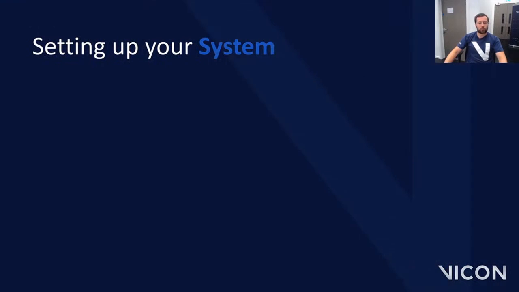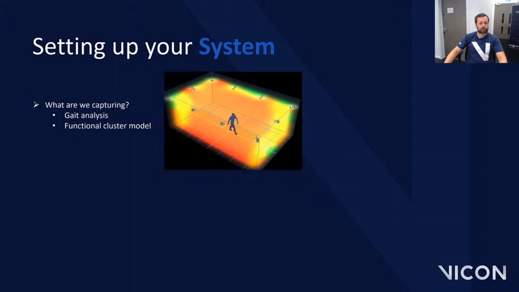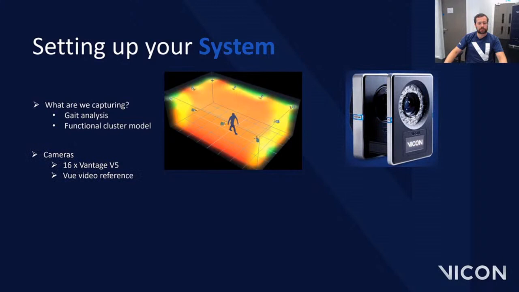Let's start looking at what's in the lab then. As we've previously advised, your system should be customized to suit your research application and capture environment. In our system, we have 16 V5 optical cameras and 2 view reference video cameras to cover a volume size of 12 meters by 5 meters at a height of 3 meters.